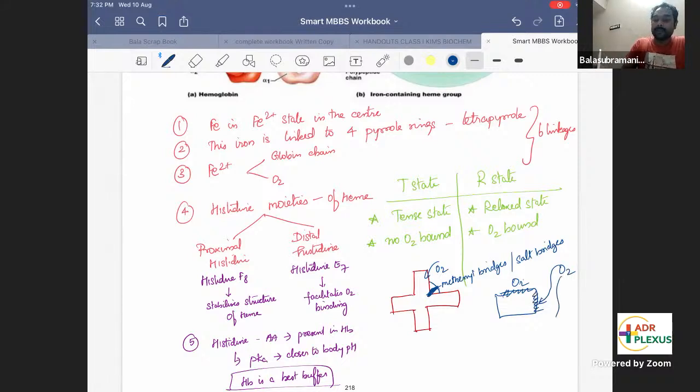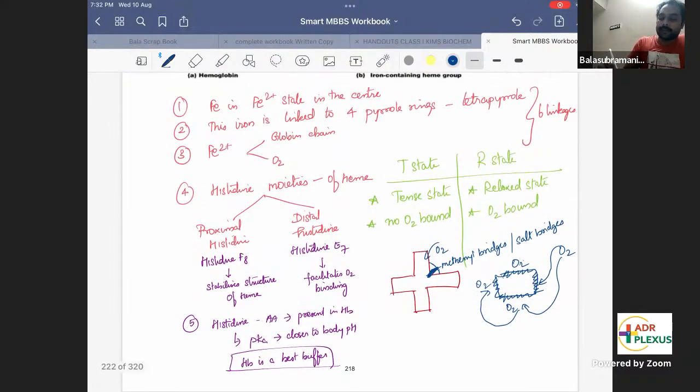Then these 2 fellows will call another oxygen molecule. This will also go. Then this finally will call another oxygen molecule. This will also go. So totally 4 oxygen molecules have to bind, and this is facilitated by a single oxygen molecule. This fellow will call the second one. The second one will call the third one. The third one will call the fourth one. This phenomenon is called cooperative binding.